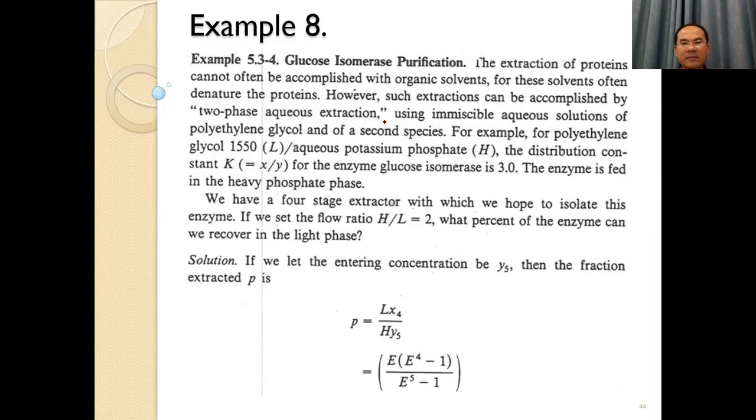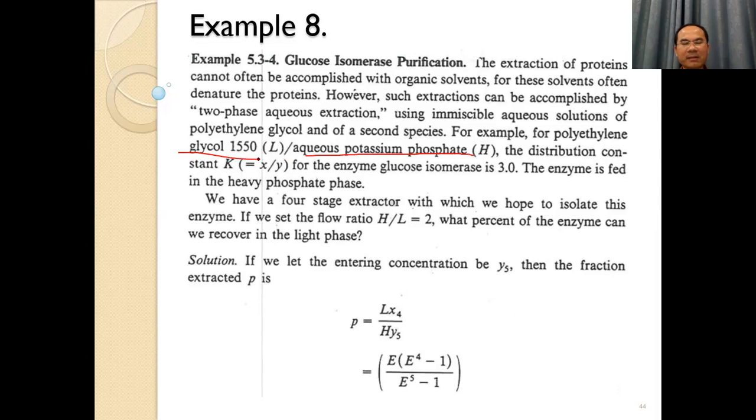That's right. For this case, we utilize polyethylene glycol 1550 as the light phase. That's right. And aqueous potassium phosphate is the heavy phase. That's right. Aqueous potassium phosphate. The distribution coefficient K equal to X over Y for the enzyme glucose isomerase is 3. And the enzyme is fed in the heavy phase, the phosphate. That's why we call it the aqueous phosphate.